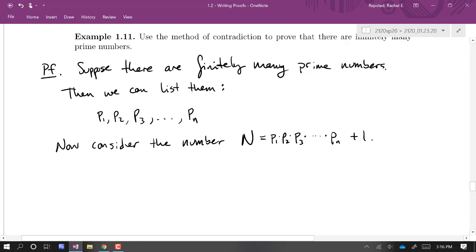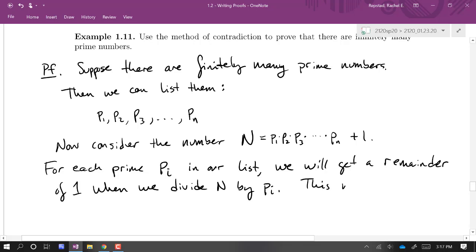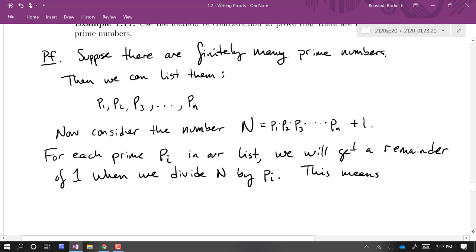So let's sort of get that out in words. So for each prime in our list, I'll call it P sub I, we will get a remainder of 1 when we divide N by P sub I. So this means that N is not divisible by any of the primes on our list, because each time I'll get a remainder of 1.